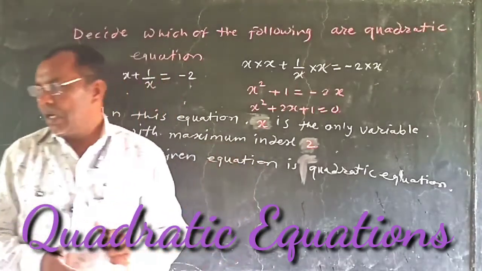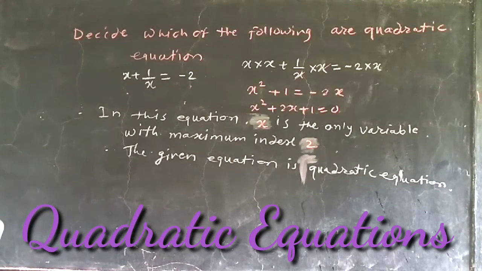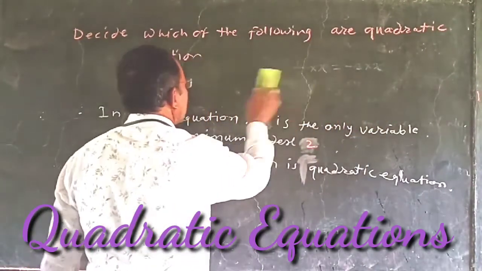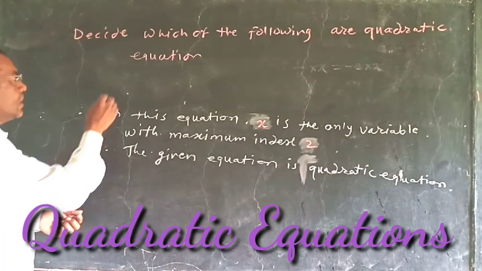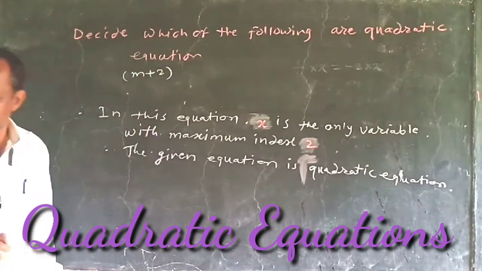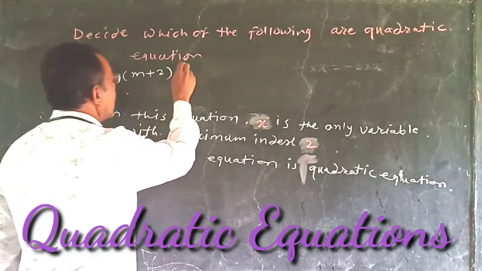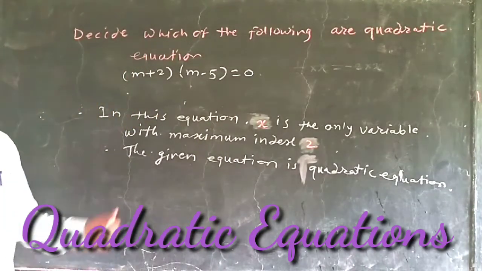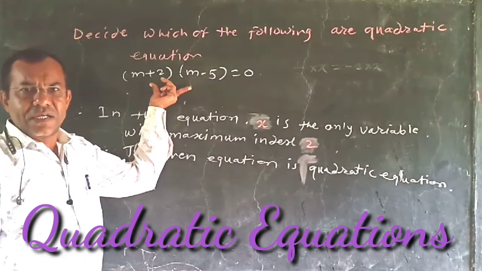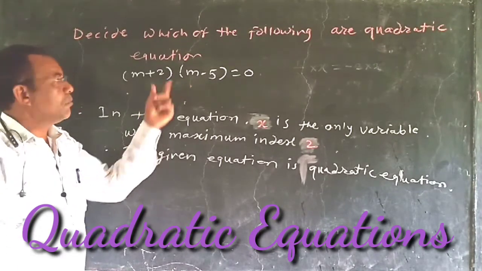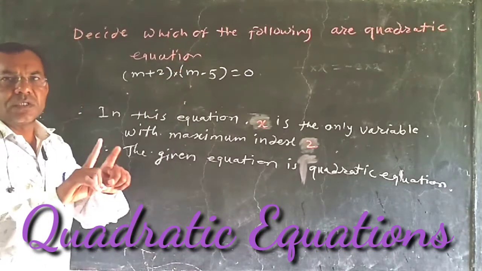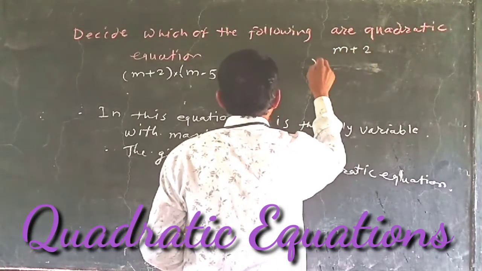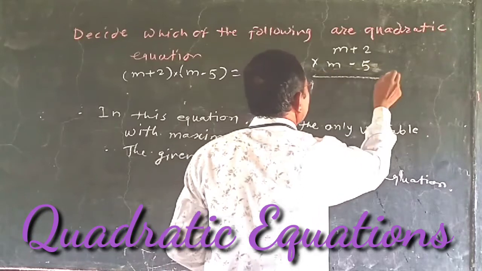Very simple way. And the next, that is fifth example: m plus 2 in the first bracket, and in a second bracket, m minus 5, is equal to 0. These were given in 8th class and 9th class, and I will multiply it. You have to multiply the two brackets. How to multiply? I will show you. m plus 2 into m minus 5, in this way.